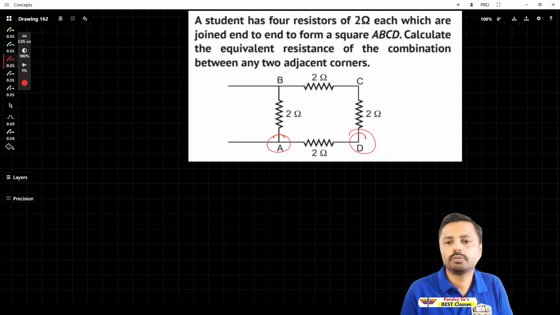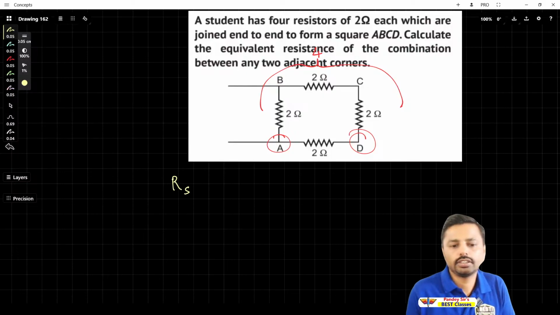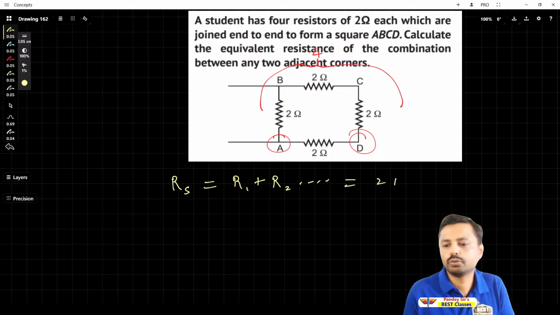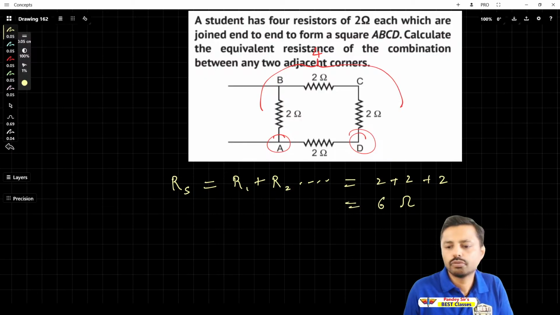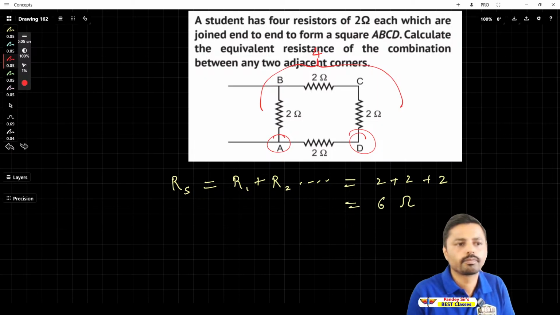Now let's find out. So 2 plus 2 plus 2, this whole thing will be 4 ohm. Okay, R in series equals R1 plus R2 plus R3, and so on. That's 2 plus 2 plus 2, that's 6 ohm. Okay. Now we got this one and the other one in parallel, which is 2 ohm. This is the parallel one.